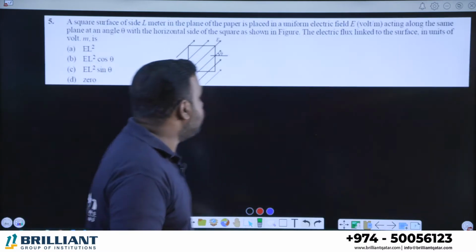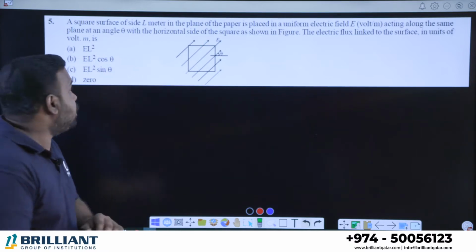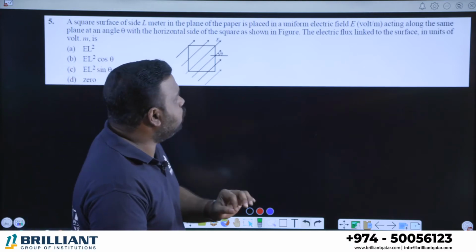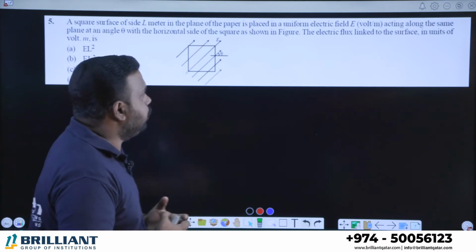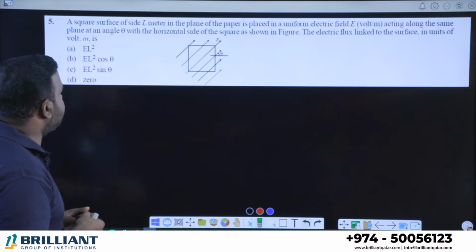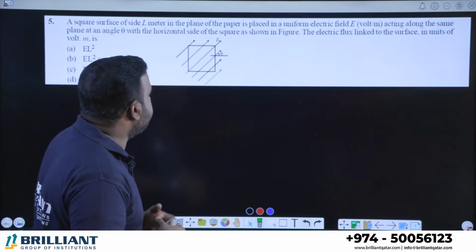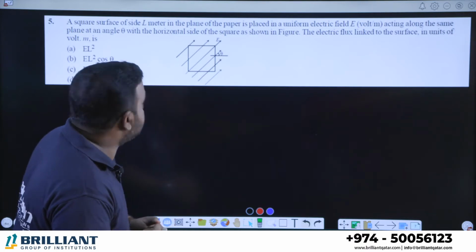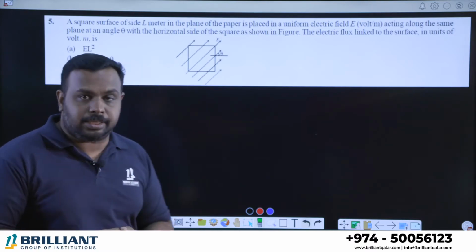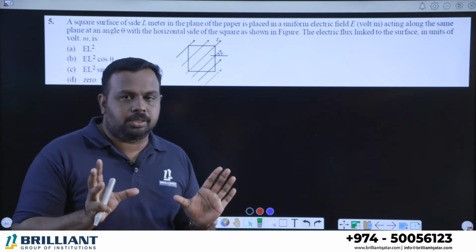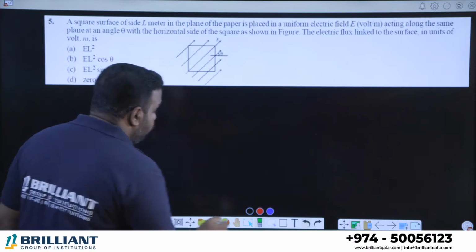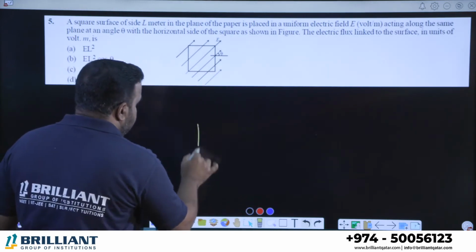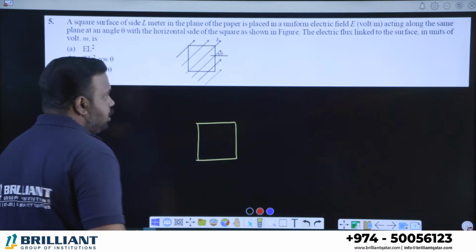Question number 5. Look at this. A square surface of side L meter in the plane of the paper is placed in a uniform electric field E, volt per meter, acting along the same plane at an angle theta with the horizontal side of the square as shown in the figure. The electric flux linked to the surface in units of volt meter is electric flux. So there is an area given, be careful. The area is given as it is in the plane of the paper. So I'm just showing this is in the plane of the paper. This is our area.